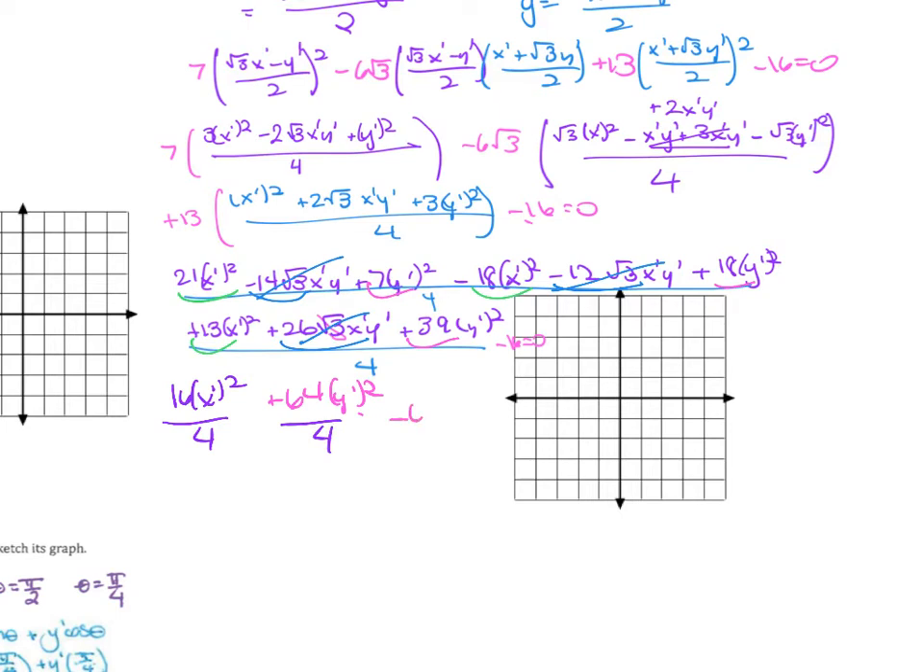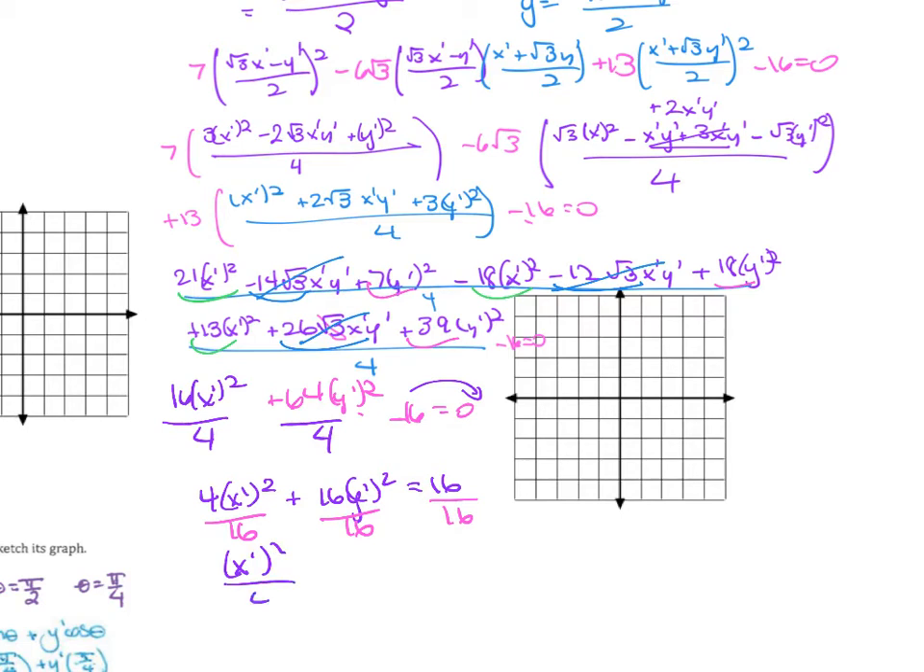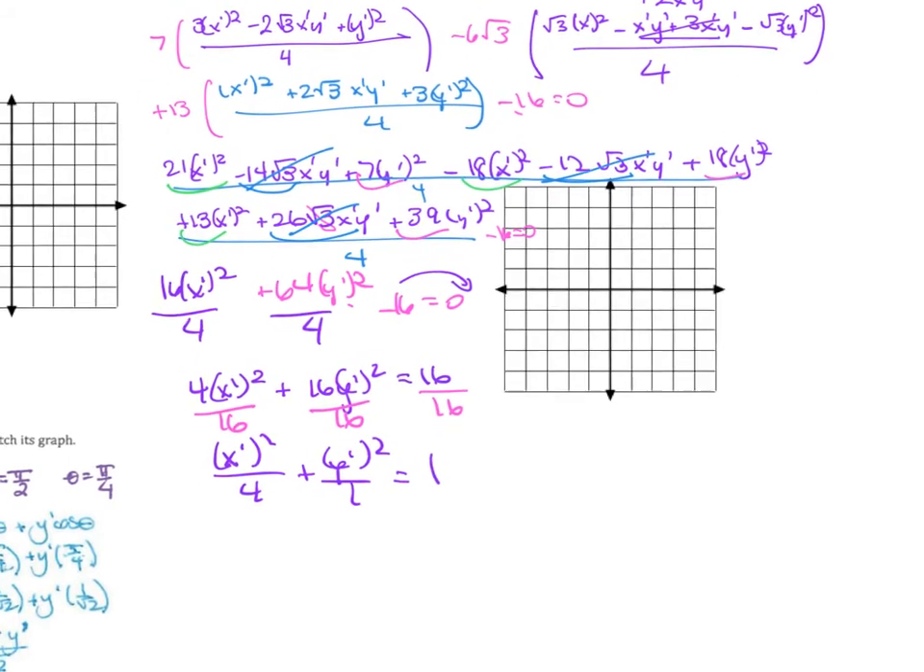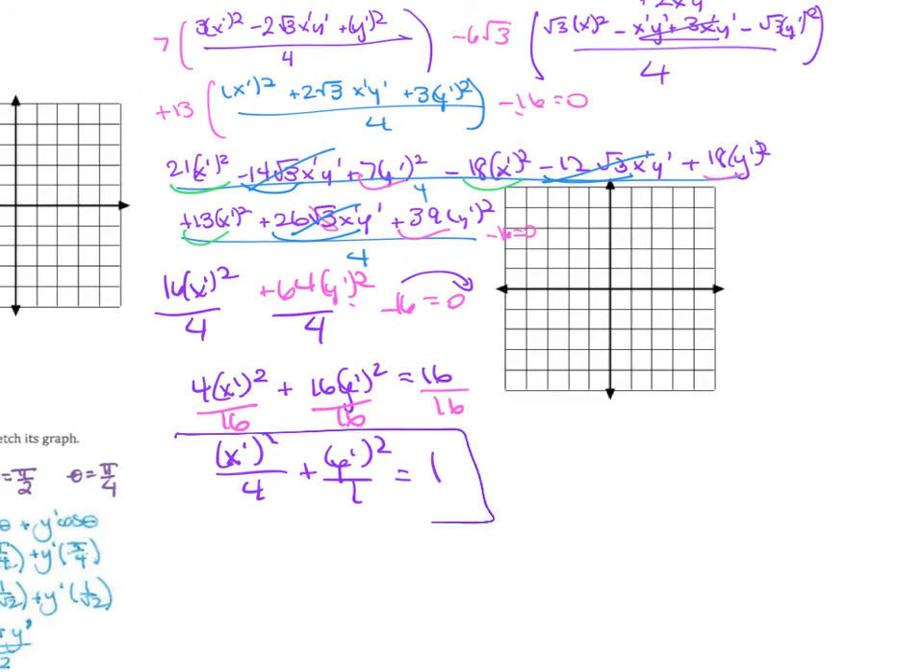And then we still have this minus 16 equals 0. So let's go ahead and simplify. So this becomes 4x prime squared plus 16y prime squared, and let's go ahead and move the 16 to the other side, equals 16. Then remember, we're trying to get the standard equation for the ellipse, so divide everything by 16. And so we get the standard equation of x prime squared over 4 plus y prime squared over 1 equals 1. So after all of that, here is our equation for our ellipse.